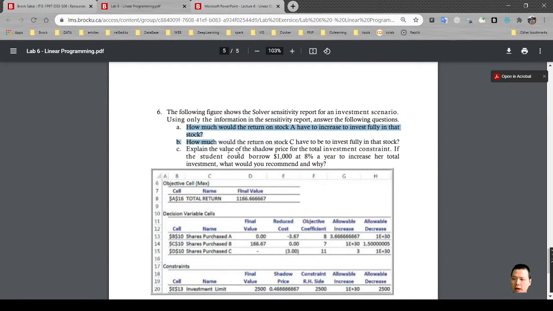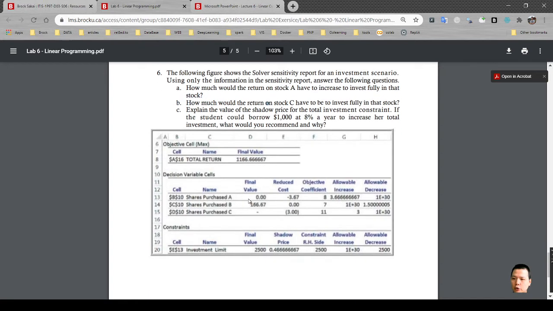For now, the decision is we don't do any value on A, right? Let's assume A is a product. We don't produce A, right? We don't invest in A. So the reduced cost is the number $3.67. The reduced cost: if the cost of this product reduces by this amount, we can start to produce.